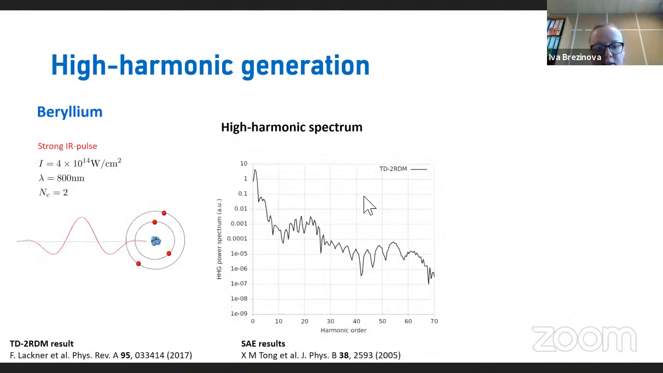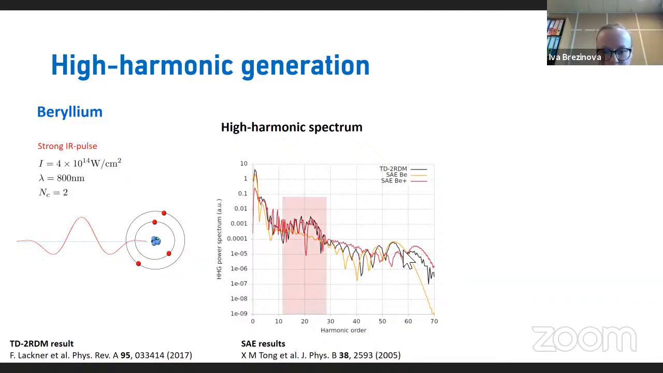So let's look at this spectrum, the time-dependent 2RDM spectrum, and I will just show you this because MCTDHF looks in principle exactly similar, and then compare to single active electron calculations. And I have two of them. I have one single active electron calculation where I have used an ionization potential that corresponds to beryllium, and one that corresponds to beryllium plus. So ultimately, that would be an electron that comes back to a parent atom where actually two electrons are missing. And here in this region, the single active electron approximation for beryllium plus fits very well, whereas here it's opposite, the single active electron calculation just for beryllium fits very well. So how can we explain that?